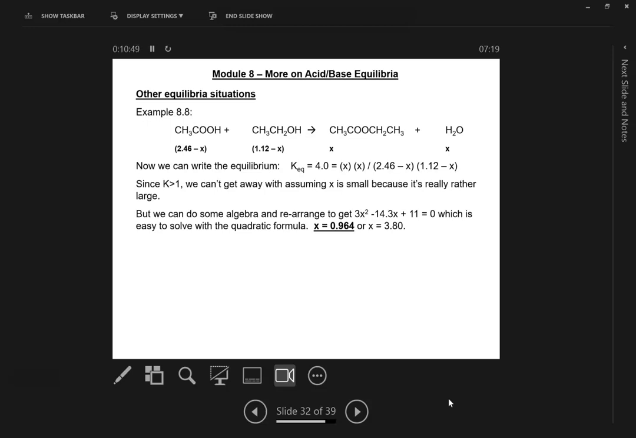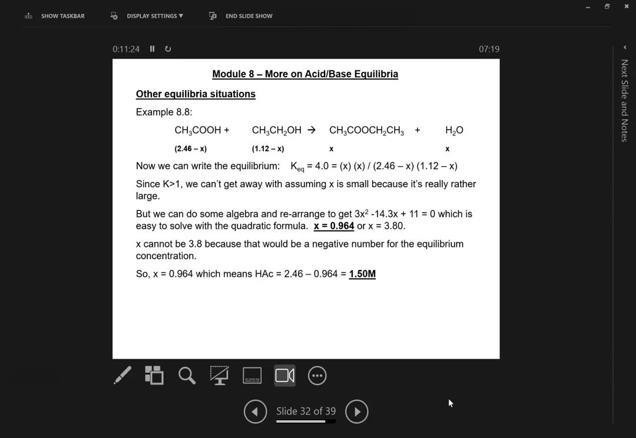But here's the interesting part. X cannot be 3.8. It's an algebraic solution to the problem, but it's not a physical solution to the problem. Because if x was 3.8, then I go back to the top, I would have negative quantities for both acetic acid and ethanol. Can't have negative quantities. What does that even mean, to have a negative quantity? So I have to pick the other value of x, which is 0.964. And when I do, those give me positive quantities.